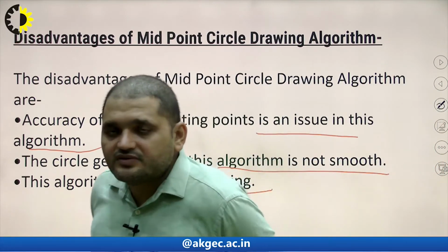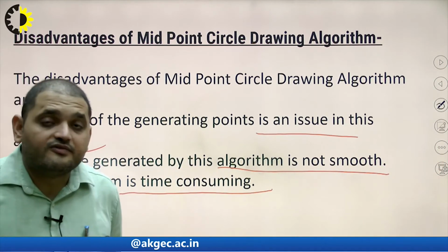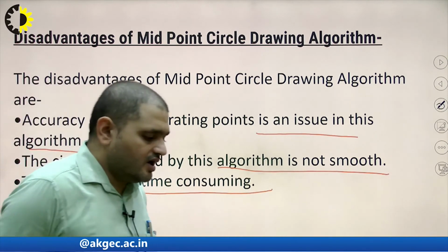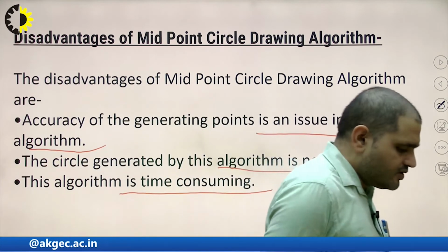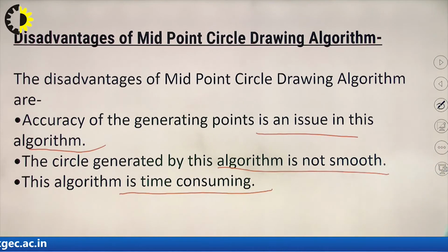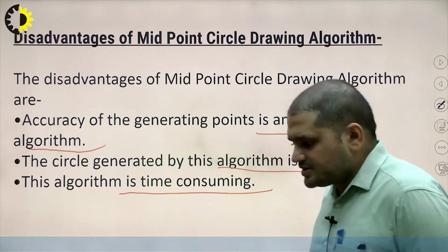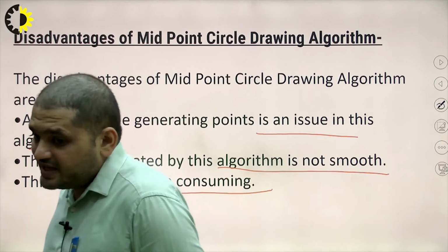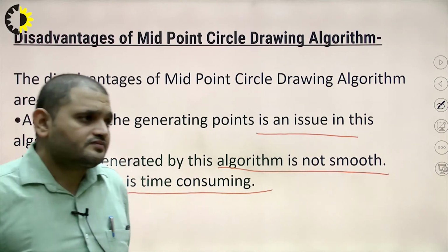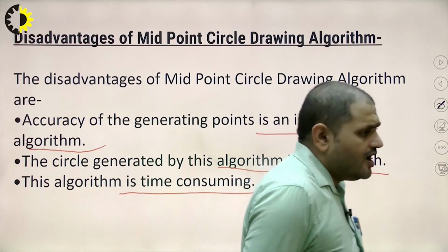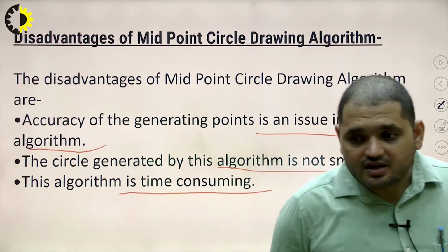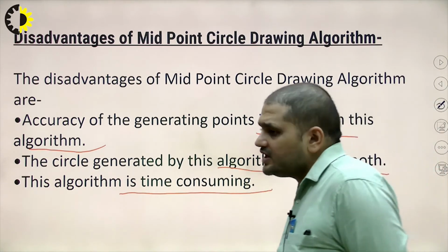So these are some of the disadvantages of the midpoint circle drawing algorithm. In graphics, we have learned how to draw a line or a circle using different algorithm techniques. Now we will understand about transformation. Once the figure has been made, how do we transform it?